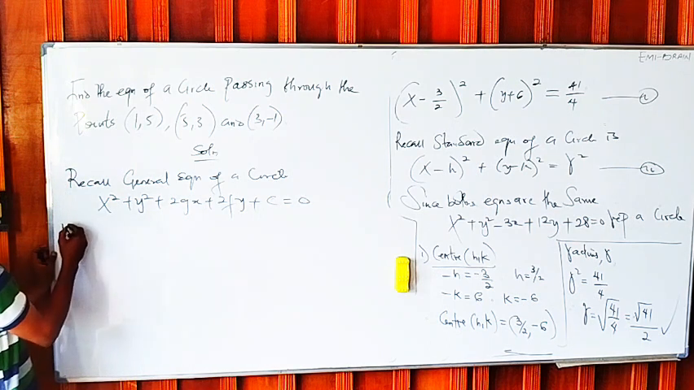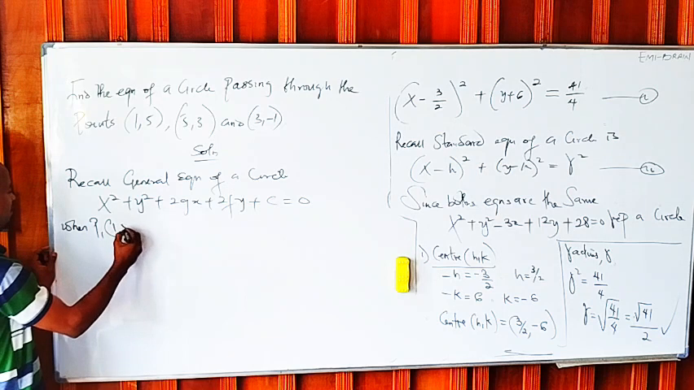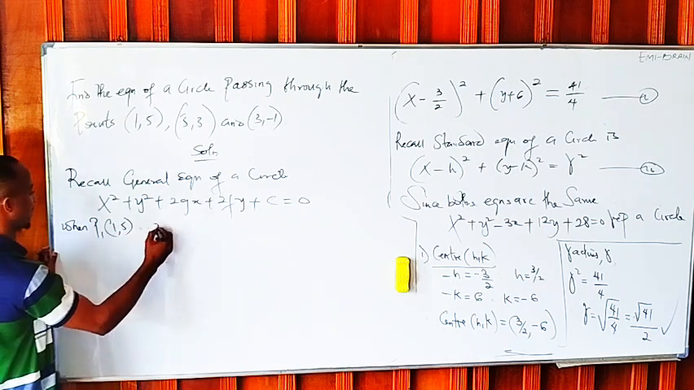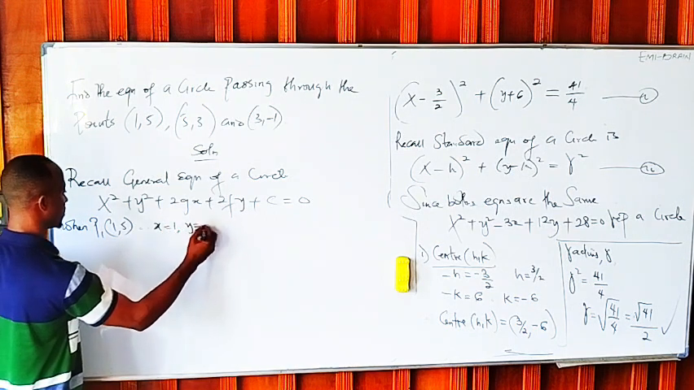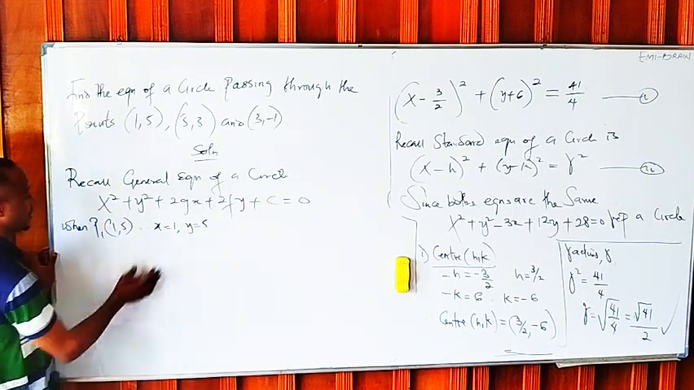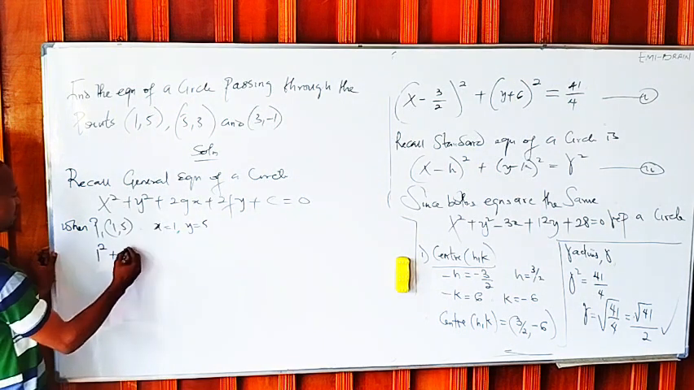I will now solve when P1 is 1, 5. I'm saying that my x is 1 and my y is 5. So I'll put the values here. What do we have here? 1 squared plus 5 squared.